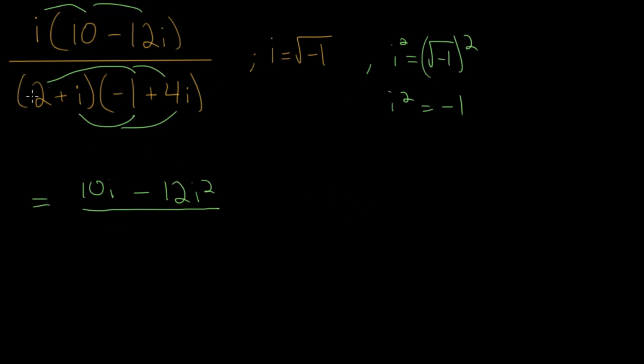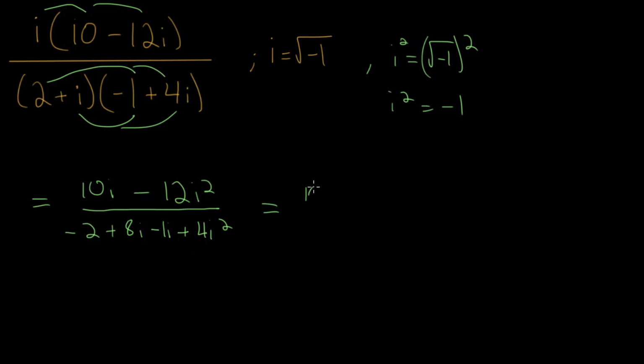For our denominator, we have 2 times -1, that's -2. 2 times 4i, that would be 8i. Then we have i times -1, that would just be minus 1i, and i times 4i would be 4 times i squared, 4i squared, and we know i squared is -1. So let's now substitute in -1. We will lose the i squared and the sign will flip.